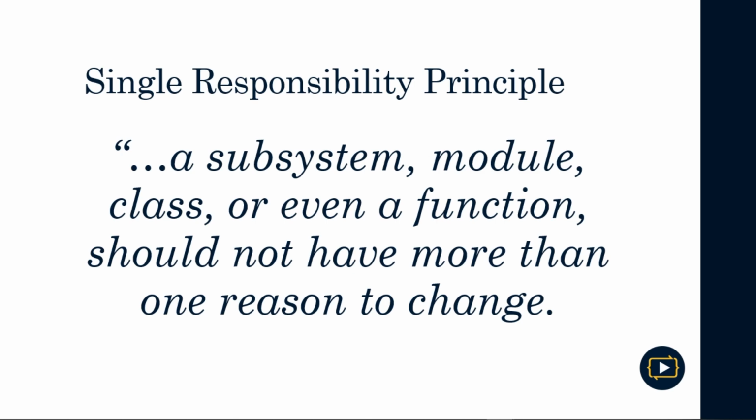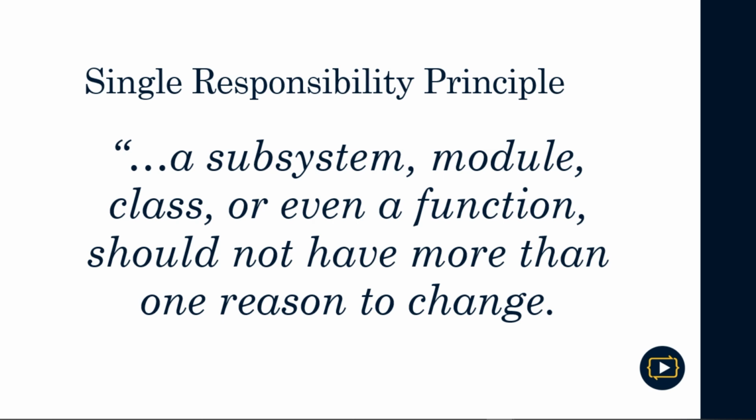Let's start by studying the Single Responsibility Principle. This principle is attributed to Robert C. Martin, known as Uncle Bob, and the fundamental principle states that a subsystem, module, class, and even a function should not have more than one reason to change. This definition may seem simple or confusing if you have never dealt with it before. For example, you might wonder, what does it mean to have one reason to change in a system?